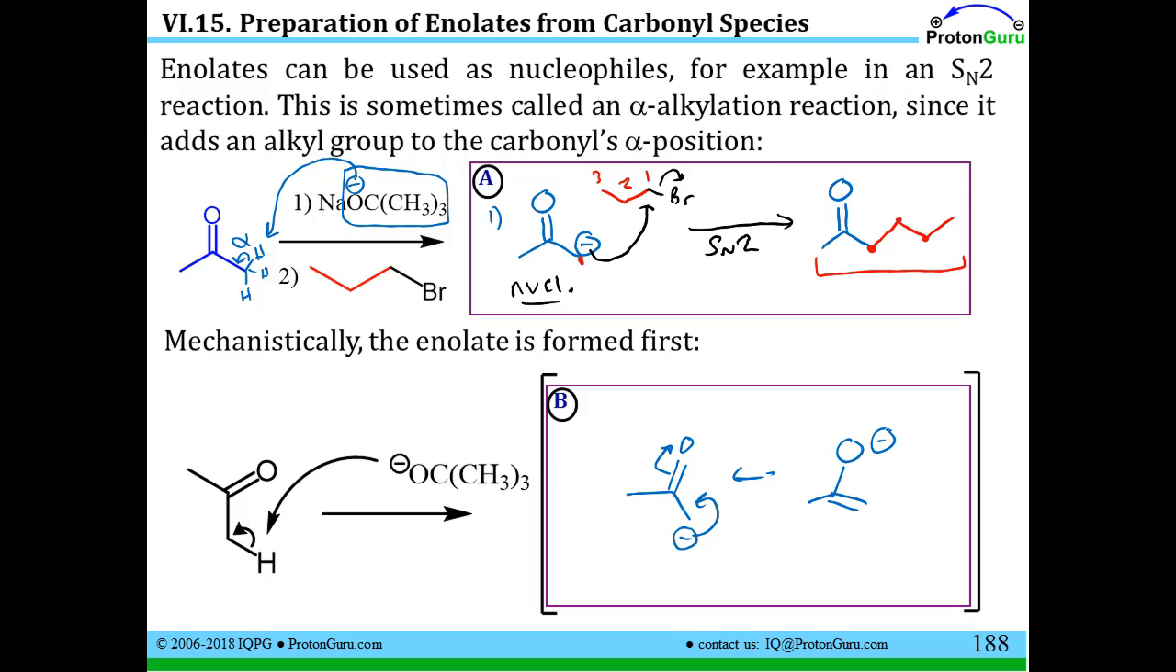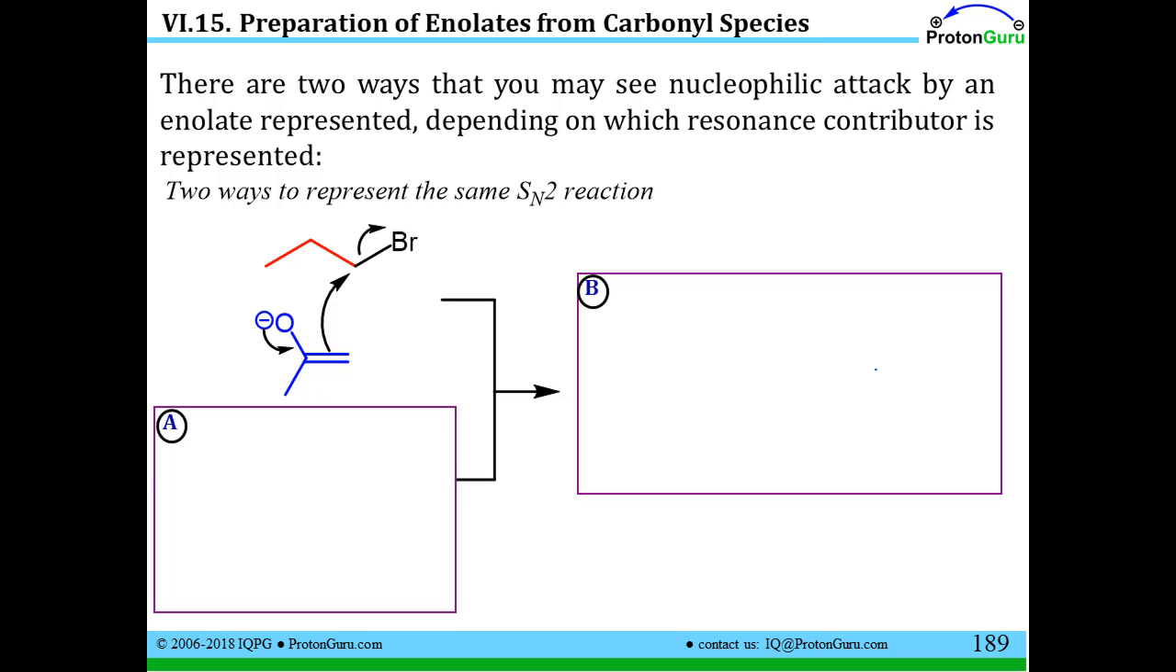Now you will see people draw mechanisms where you use this resonance contributor as well. And I remind you about the other resonance contributor because you will often see the nucleophilic attack drawn out in this way instead of how I showed it on the previous page. Right, on the previous page I drew this resonance contributor doing the nucleophilic attack on the bromide. And what this arrow pushing represents is making a new carbon-carbon bond from here to here and breaking this bond to the bromine so that in the end you've added the carbonyl alpha carbon to the carbon with the leaving group.